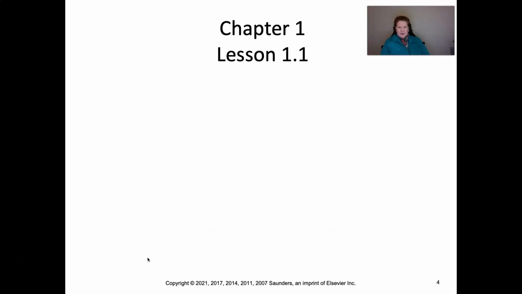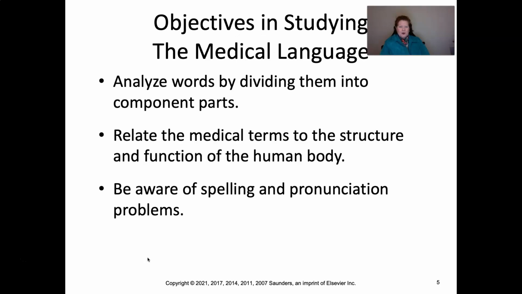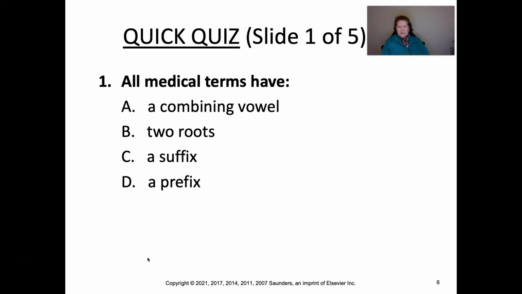So let's dive in. What is the first thing we need to know? Well, we're going to be analyzing our medical terminology words by dividing them into their component parts. We will then relate the medical terms to the structure and function of the human body. And we need to be very aware of spelling and pronunciation problems because there are lots of similar sounding medical terms that sometimes you can only discover through the context that they're in.